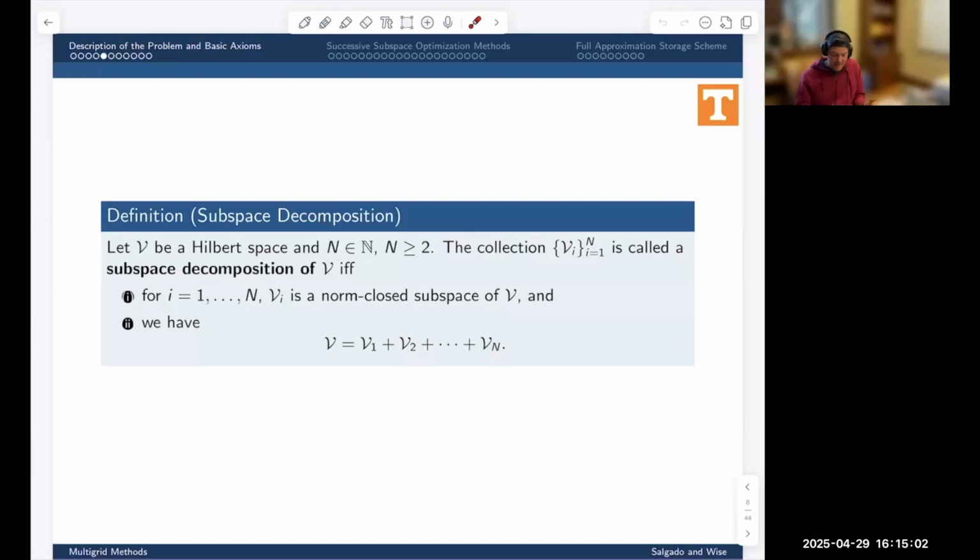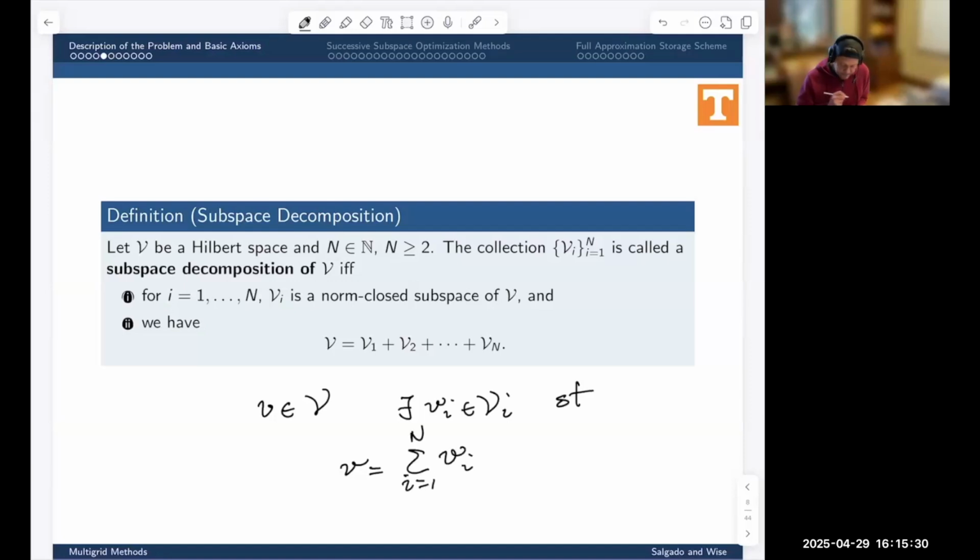So that means that for every generic v in V, there exists a bunch of little vi's such that v is equal to the sum of the vi's. Okay, that's what that means, basically. I can always find a decomposition in this way.